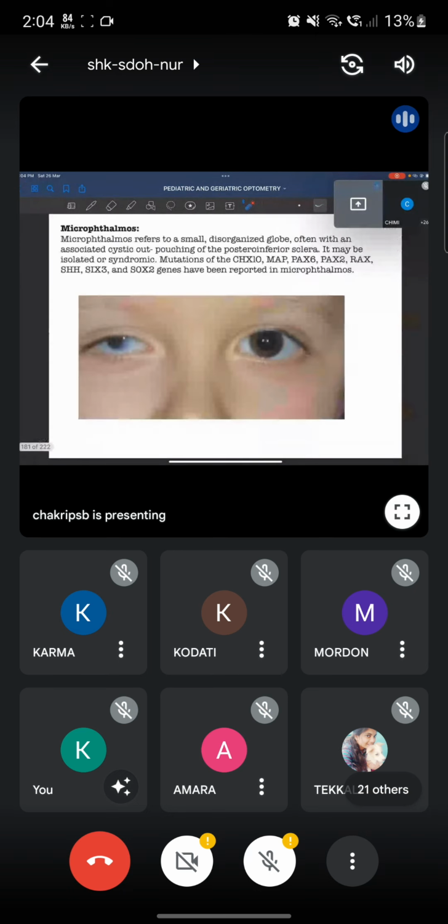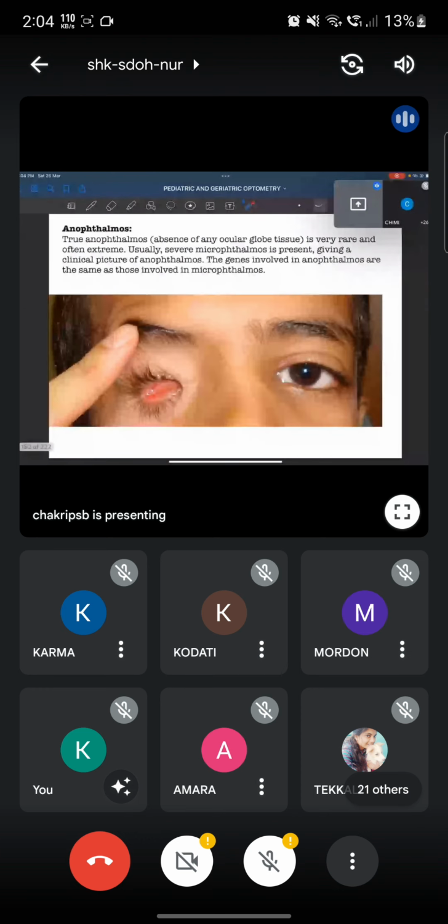And coming to the cornea, we already discussed previously that the eyeball will be small and the cornea also will be small. And the next condition is anophthalmos. Here the globe will be absent. An means no or absent, ophthalmos means related to the eyeball. So the eyeball will be absent in these patients. We say anophthalmos.